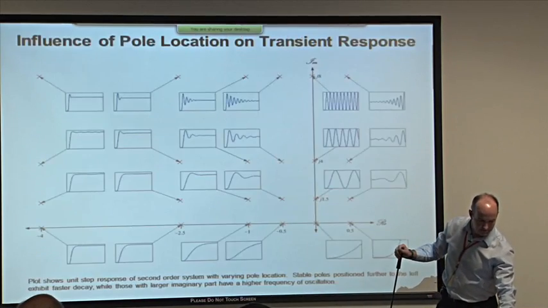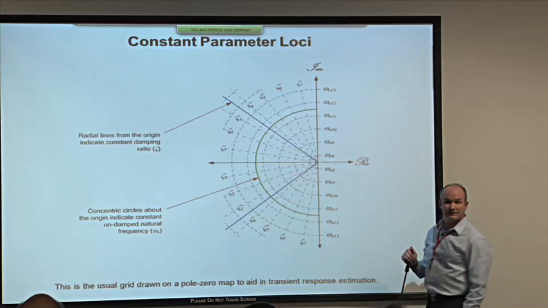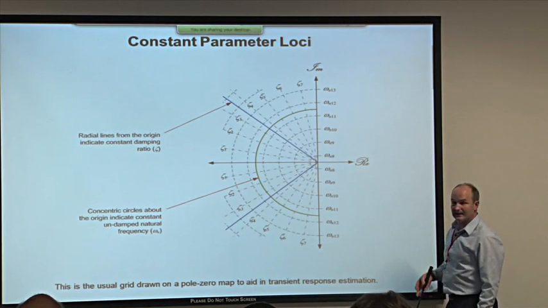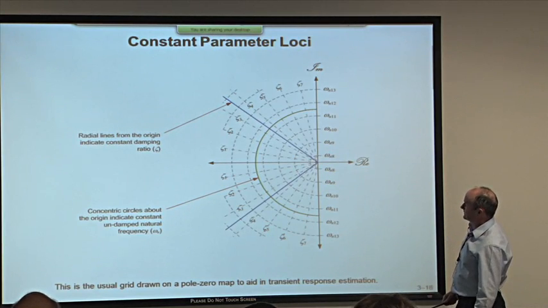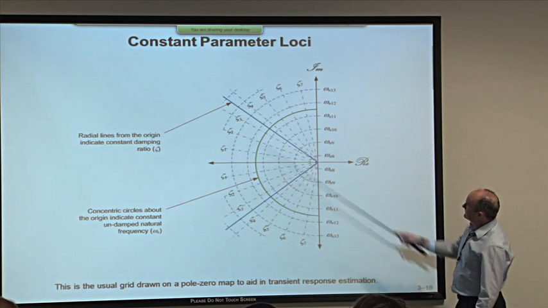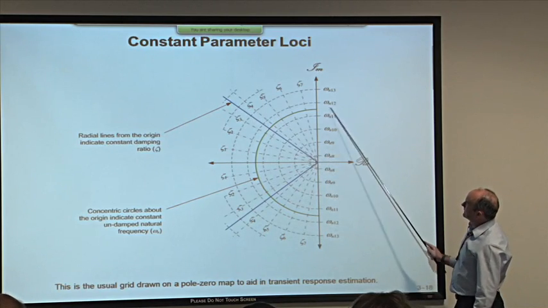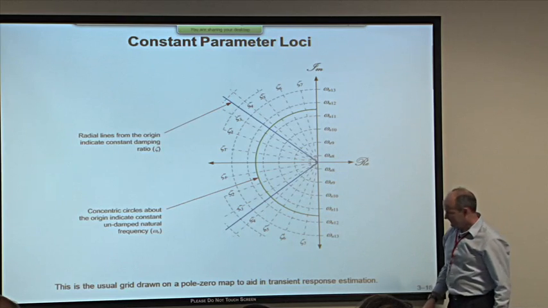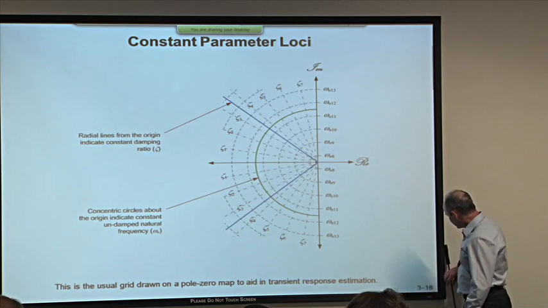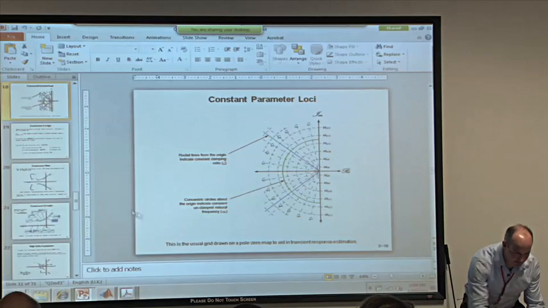This is the grid which is typically applied when we design systems using the complex plane, using the root locus method as we're about to do. Lines of constant damping ratio and lines of constant undamped natural frequency. I'm going to try and show you that very briefly in MATLAB just so you know what they're going to look like.